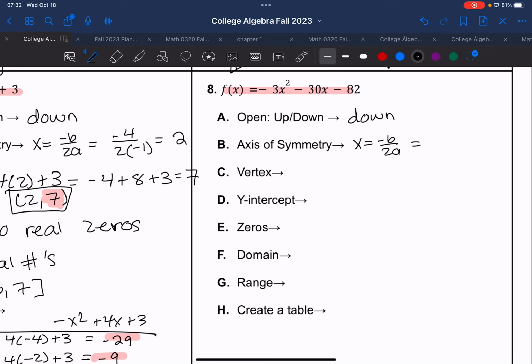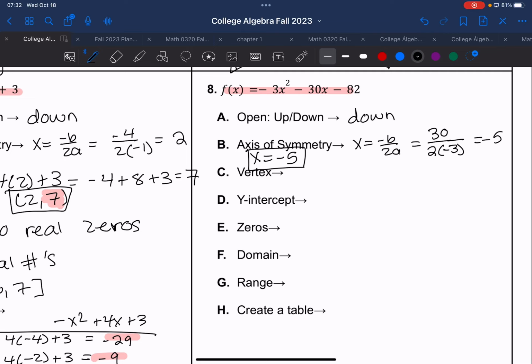What is my b value here? Negative 30, but since my formula also says negative b, I'm going to write a positive 30, because a negative and a negative gives me a positive. And then I do 2 times my a value. What's my a value? Negative 3. So that means I have 30 divided by negative 6, which is negative 5. Good. So I have x equals negative 5. That's my axis of symmetry.